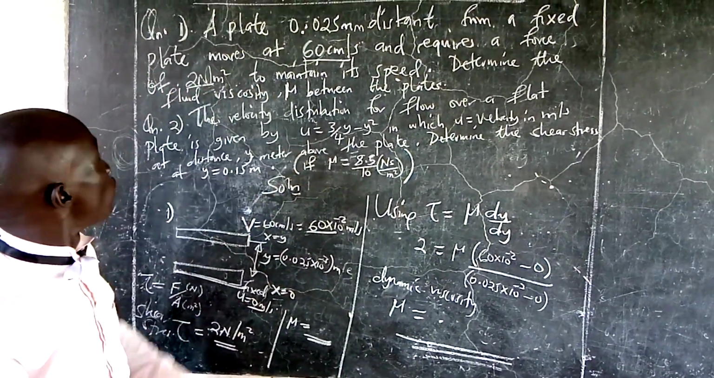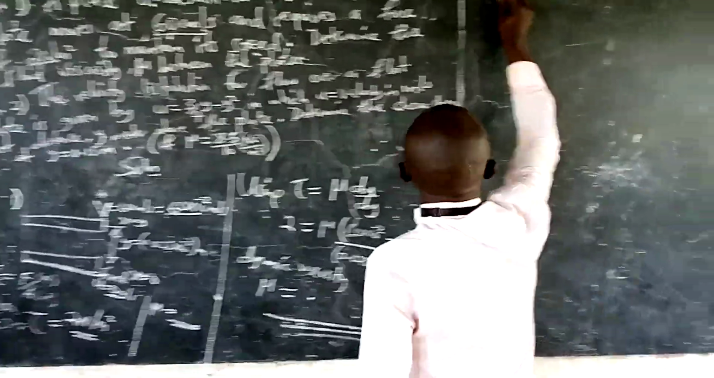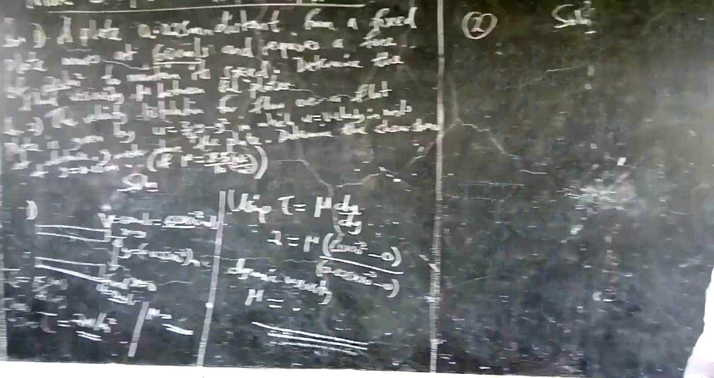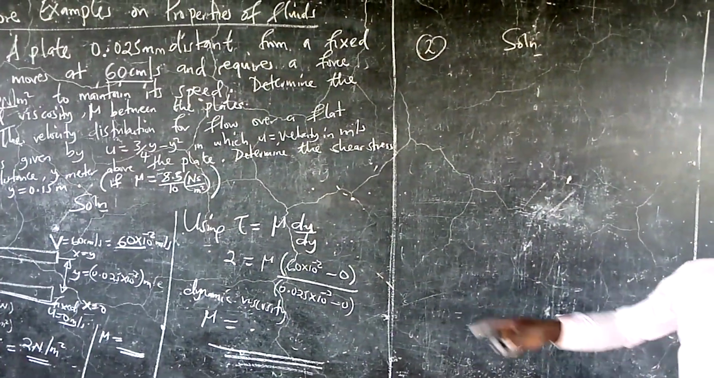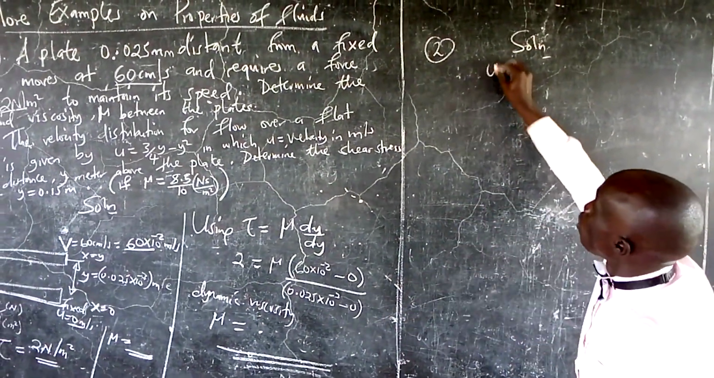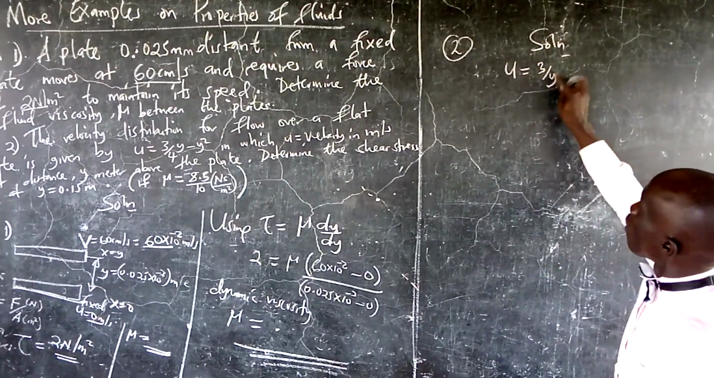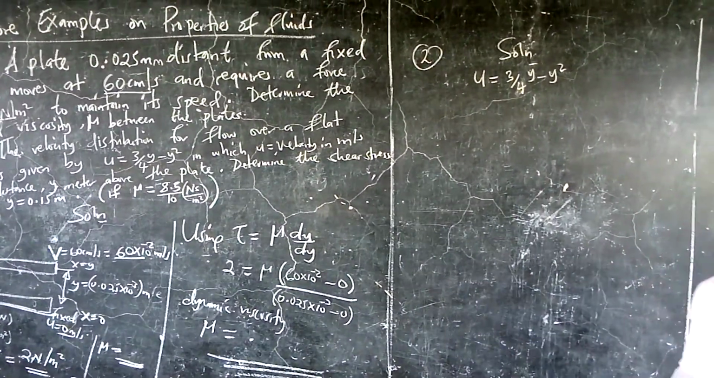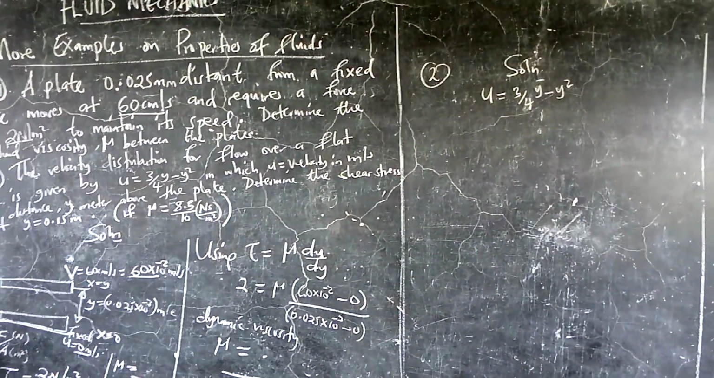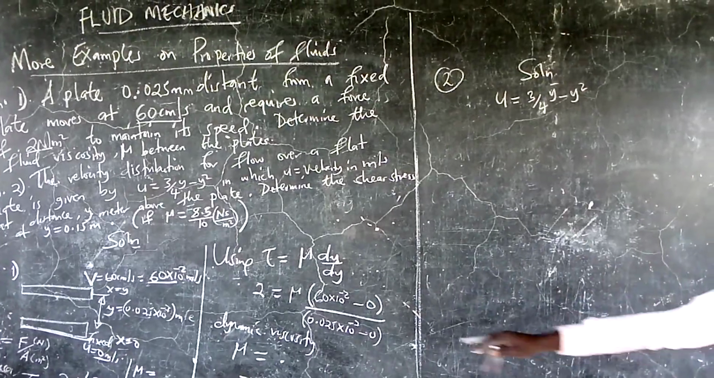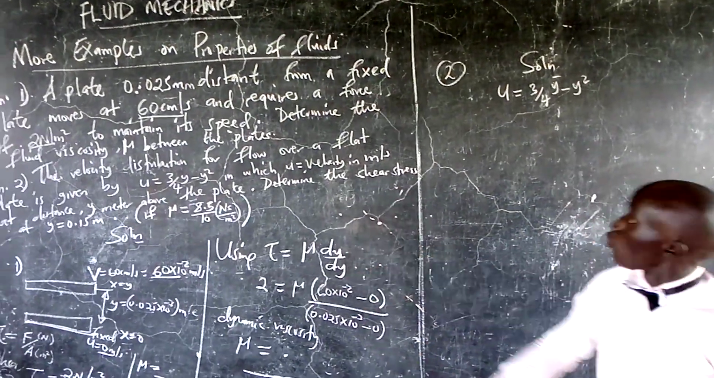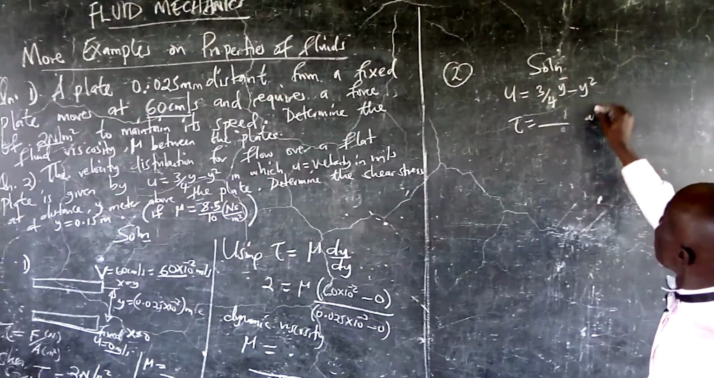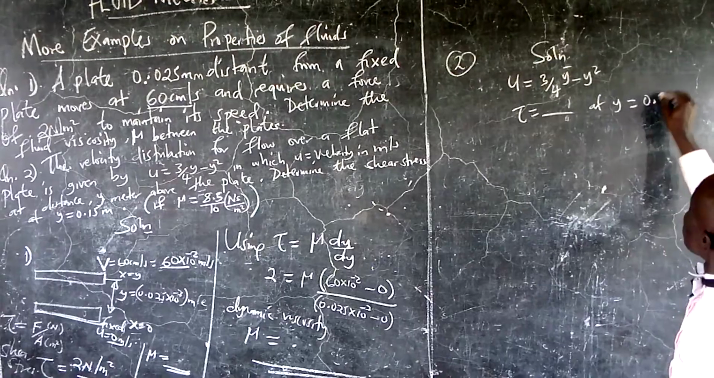So let's answer number 2. Question 2 is saying the velocity distribution for a flow over a flat plate is given by that. So the velocity distribution u is 3 over 4 y minus y squared, where u is the velocity and y is the distance between the plates. Determine the shear stress tau at y equals 0.15 meters.